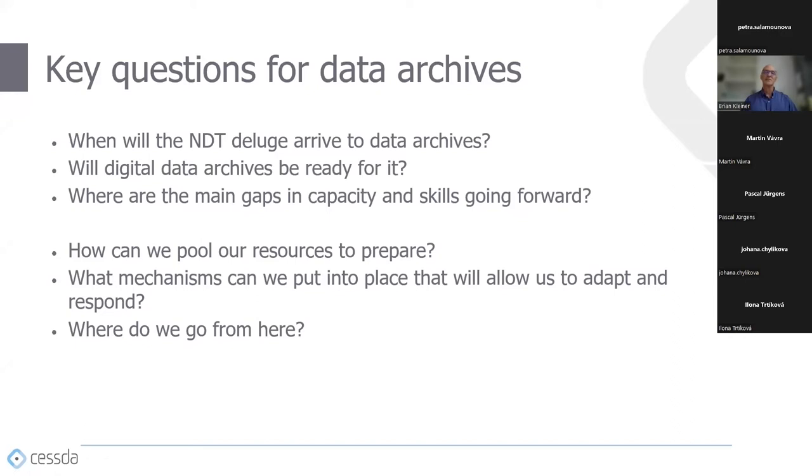But so far, apparently we're not really seeing it. We are not experiencing this deluge. We're getting cases here and there in the archives, but we're not overwhelmed for sure. So when's it going to come and under what conditions? And the related question is, will we be ready for that when it does come?